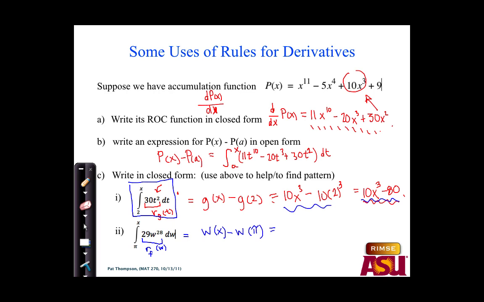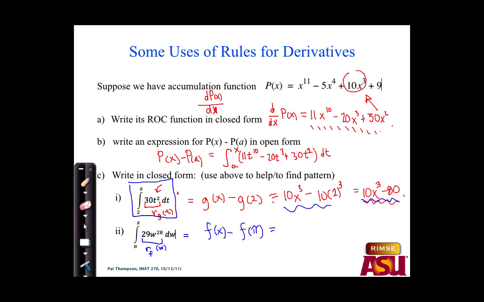g of x, or in the case of this one, oh, I wrote w. That's silly. Don't want w. W is the variable that was used. F is what I said. So if I call this r sub f of w, then this would be f of x and f of pi is what we need.